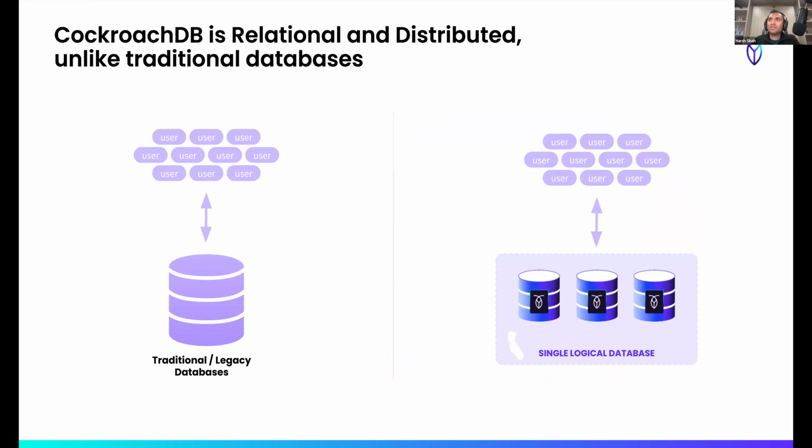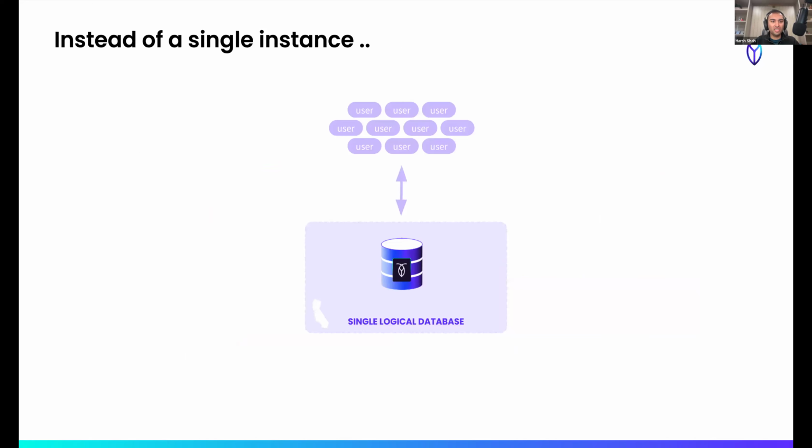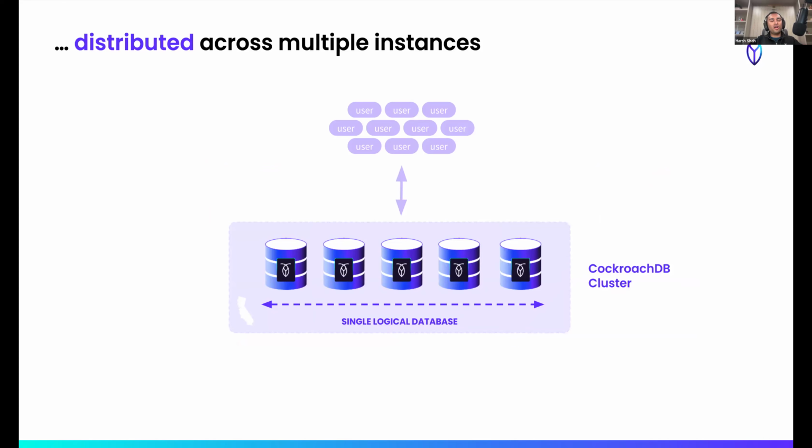So now let me get a little deeper on the overview, right? Unlike traditional relational databases, CockroachDB is built to be distributed. It's not just a single instance, it's distributed across multiple instances. So instead of, like I said, a single instance, the CockroachDB cluster is a single logical database consisting of multiple nodes that make up that distributed system, right?